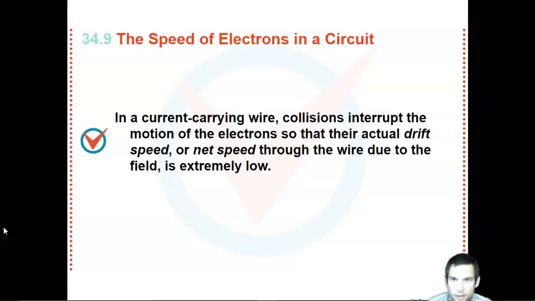Alright, our objective here is the speed of electrons in a circuit. How fast do the electrons actually move through the circuit? In a current-carrying wire, collisions interrupt the motion of the electrons, so their actual drift speed, or net speed through a wire due to the field, is extremely low.